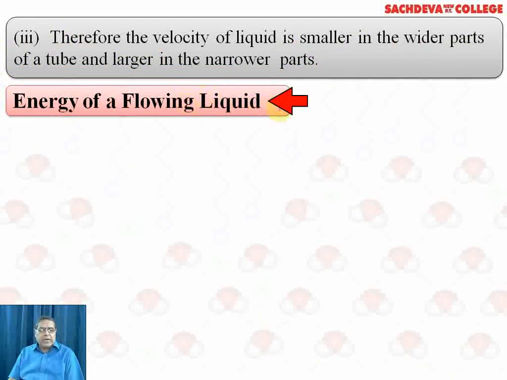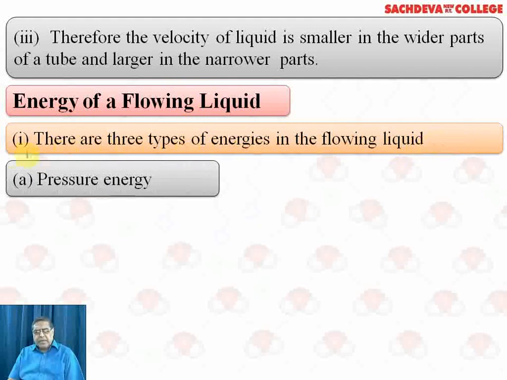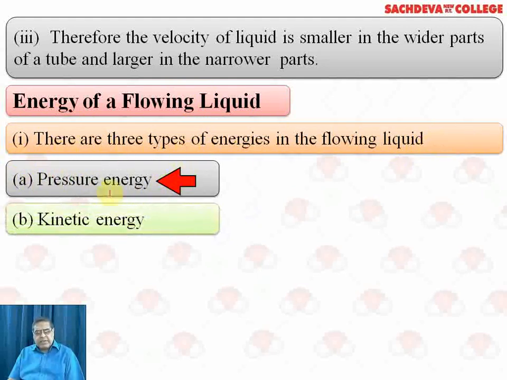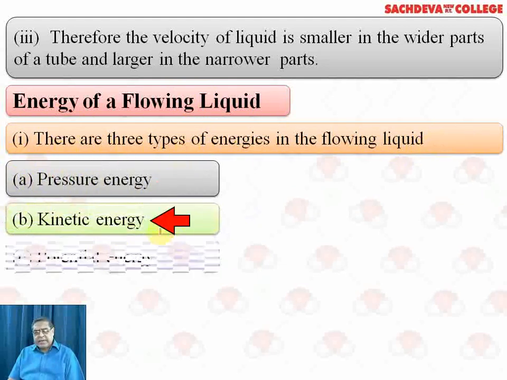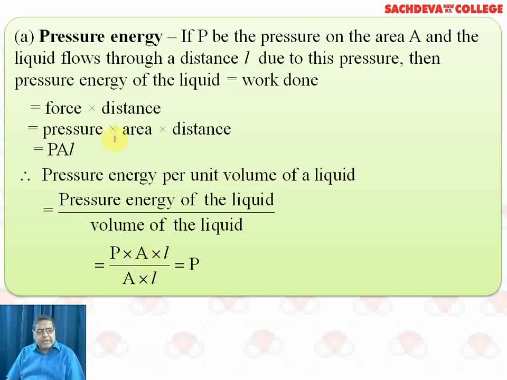Energy of the flowing liquid. When we speak of energy, how much work can be done by the flowing liquid, and work done is force into displacement. There are 3 types of energies in the flowing liquid. Number 1 is the pressure energy, number 2 is the kinetic energy, and number 3 is the potential energy. So there are 3 types of energies in the flowing liquid: pressure energy, kinetic energy, and potential energy.